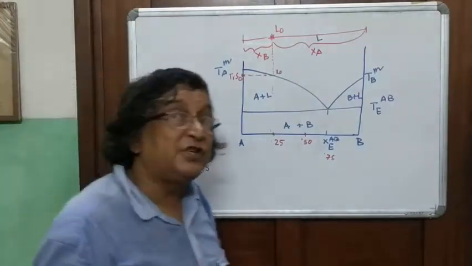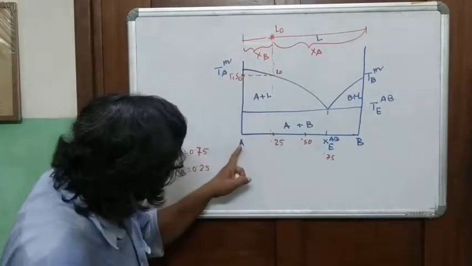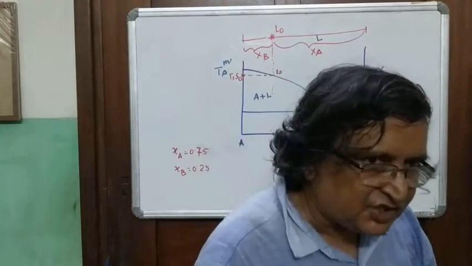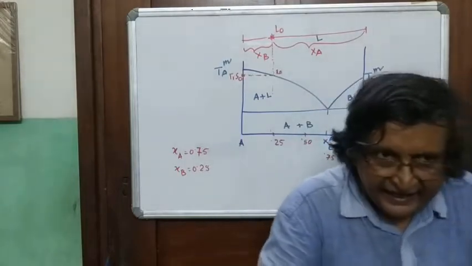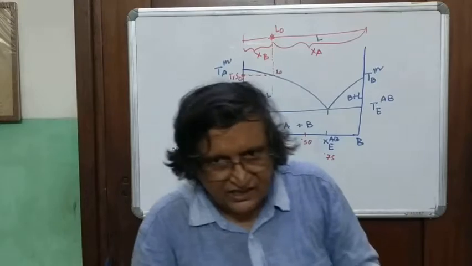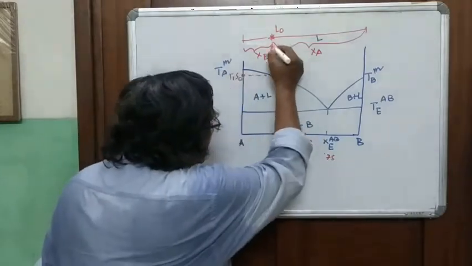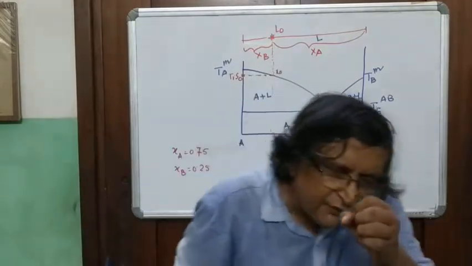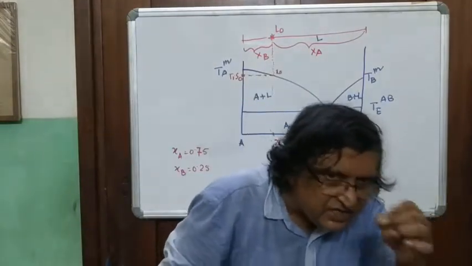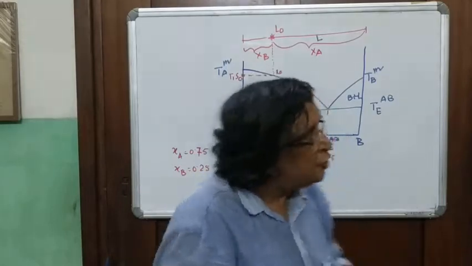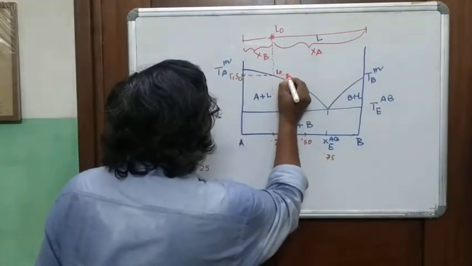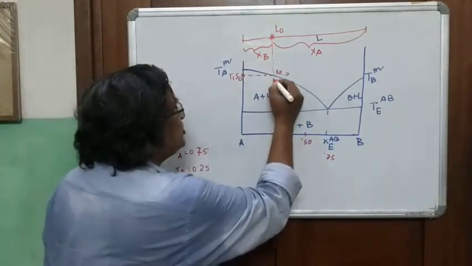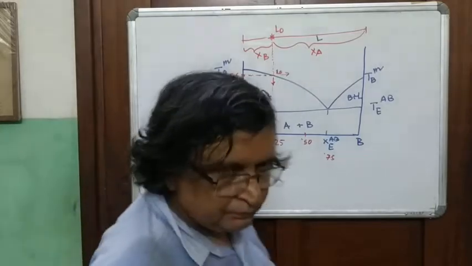What is the composition of S0? The composition of S0 is A. Have you understood? What is the composition of L0? Almost the same as before. But since from the melt you are precipitating pure A, the melt composition needs to move in this direction, and also down in temperature because you're cooling.